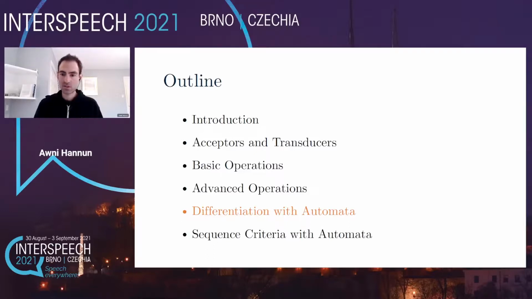So the questions are from Peter. What happens if the graph is cyclic? Is there going to be an error or an infinite loop? I assume that's with respect to the Viterbi and forward operations. And specifically for those operations, if the graph is cyclic, the GTN framework will throw an error. It will raise, I think, an invalid value error or something.